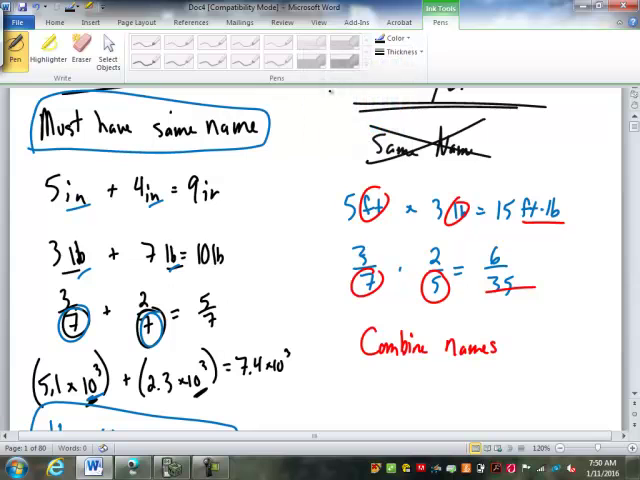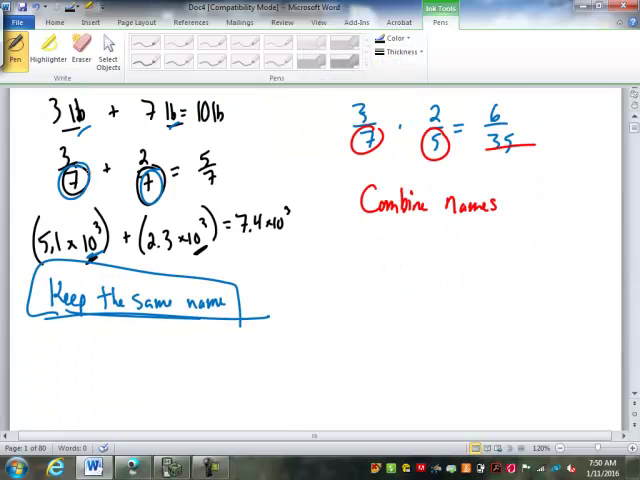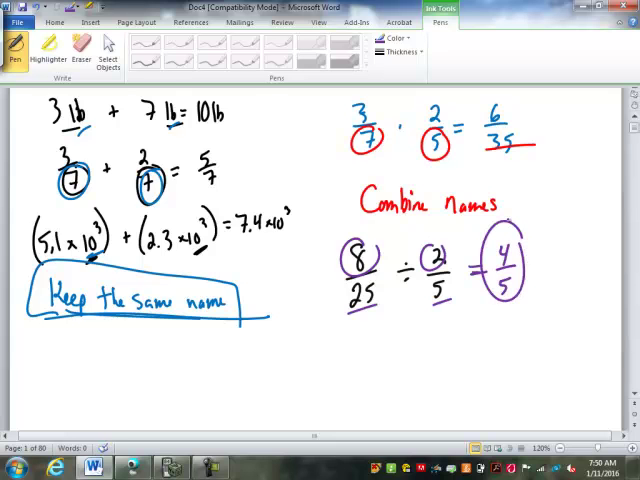And for addition and subtraction, I didn't really show the subtraction because it doesn't change much. But for the division, I'll show that here quick. We might have something like 8/25 divided by 2/5. Just like multiplication, remember we can divide the counts. 8 divided by 2 is 4, and also divide the names. 25 divided by 5 is 5, 4/5. Or we might have 27 inches squared divided by 9 inches. 27 divided by 9 is 3. Inches squared, or square inches, divided by inches is just inches. We divided the names. Combine the names.